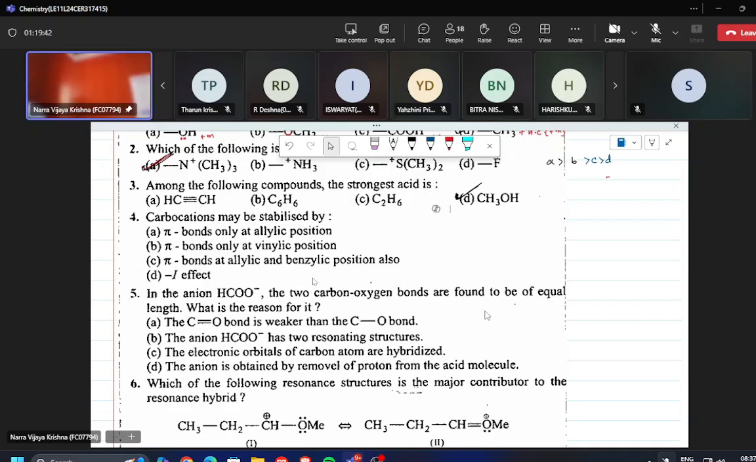Carbocations may be stabilized by minus I or plus I. What do minus I groups do? If they pull electrons, what happens to the positive charge there? If I pull electrons, what happens to the positive charge there? Then stability decreases. So what will option D do? Stabilize or destabilize? Means option D is gone.